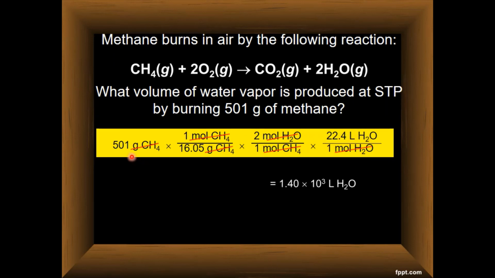Now cancel each other. Grams of methane cancel grams of methane, moles of methane cancel moles of methane, moles of water cancel moles of water. After that, what is left? Liters of water. So the volume of water vapor is this, and calculating everything, you get the value 1.40 times 10 to the power 3 liters of water vapor. Thank you so much, guys. I hope you enjoyed the video.